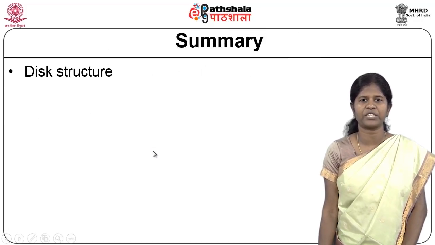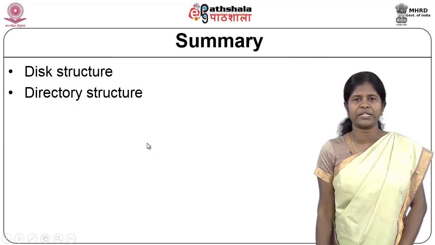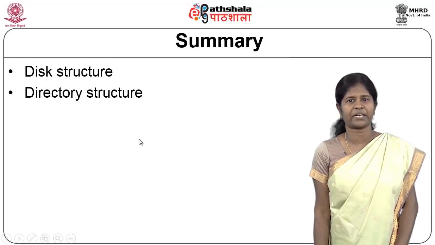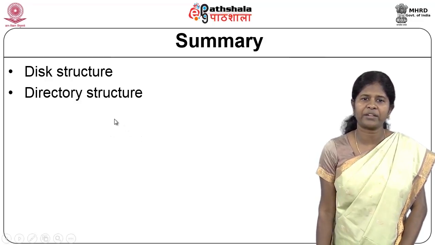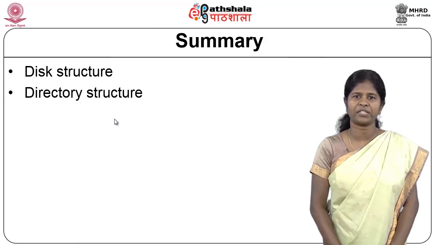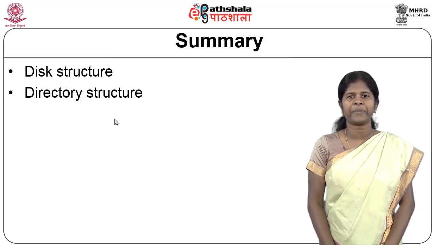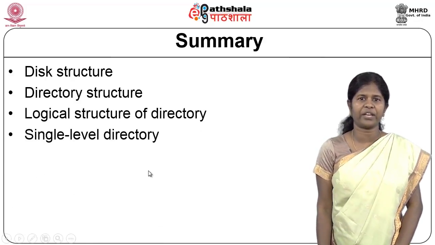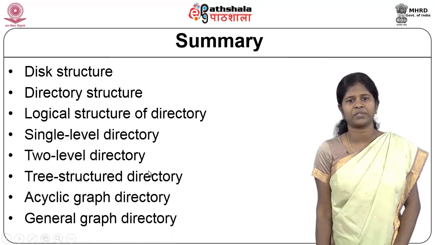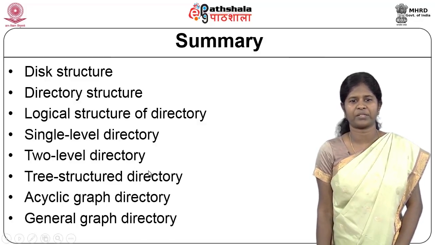So, the summary for this class is that we saw the structure of a disk. The disk can have partitions, volumes, and so on, and you also maintain directory structures. There are different types of directory structures: one level directory, two level directory, later evolved into tree structure directory, acyclic graph structure directory, and then you have a graph directory. So, we saw different logical structures of directories.